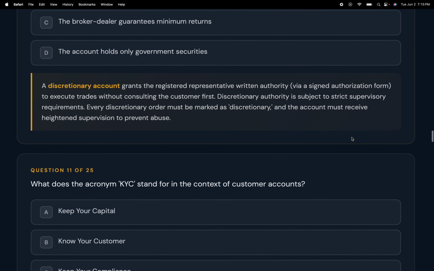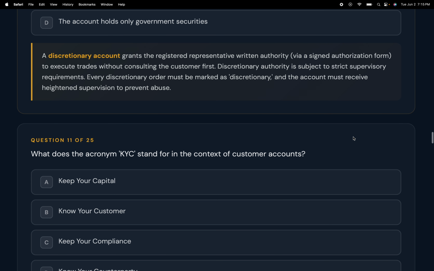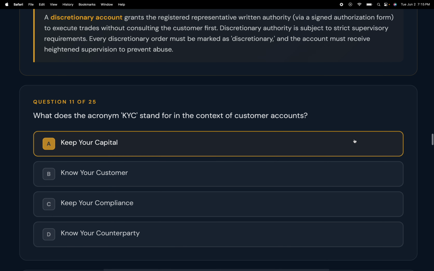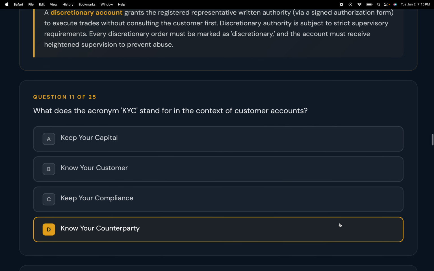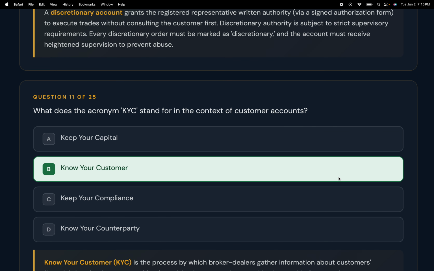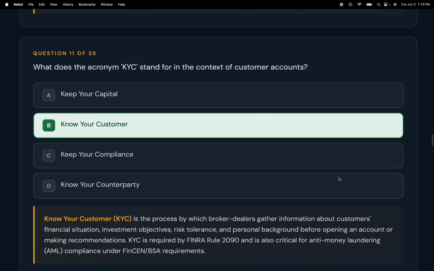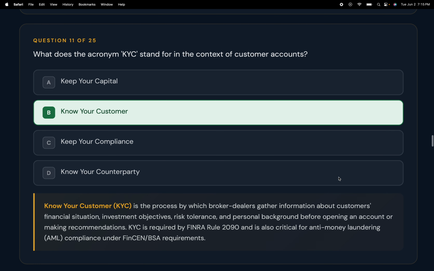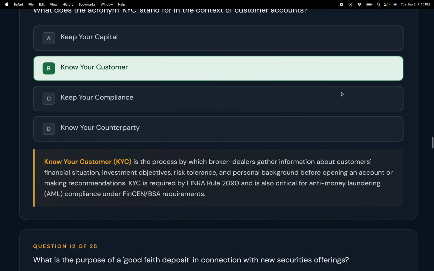What does the acronym KYC stand for in the context of customer accounts? Well, if you think about it, customer accounts, you would think it would be customer. So know your customer. All right? That means know what they want, their objectives, suitability. That's kind of common sense. KYC, know your customer. It's not going to be about compliance. It's about your customer. Why do we know it? Because it says in the context of customer accounts. It gives you right there. All right? So that's kind of cut and dry.